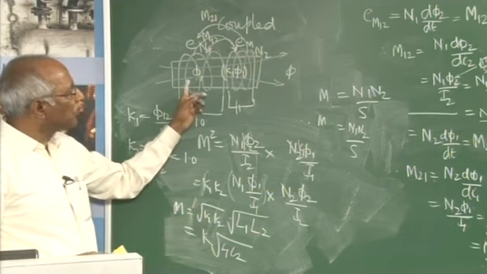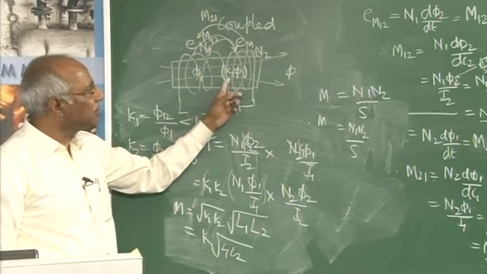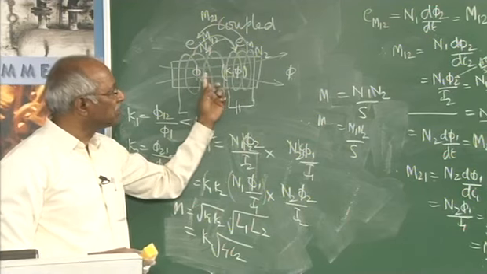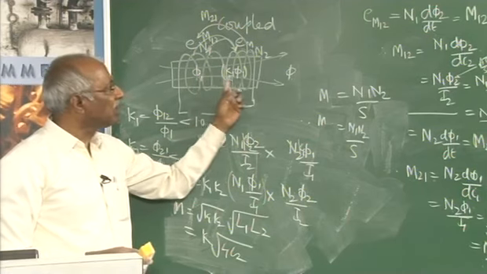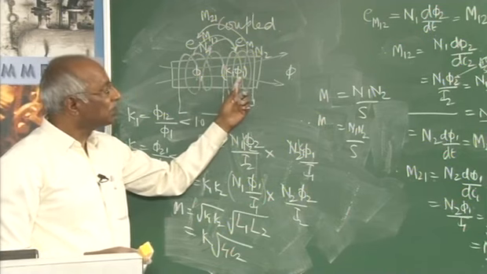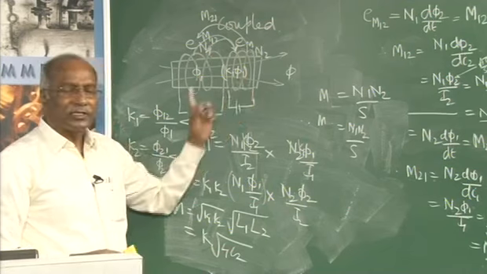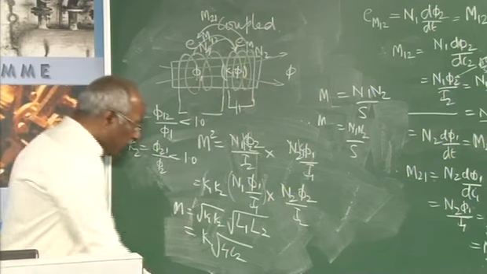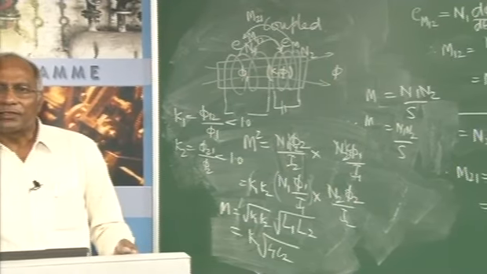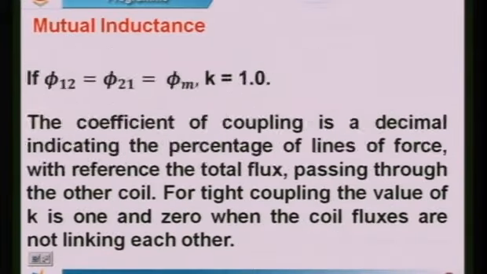When all the flux produced by this is linking with this one, it is said to be tightly coupled. When much of the flux produced by this is not linking with this, then it is called loosely coupled. The different situations will lead to different values of K. In that respect, you can see here.